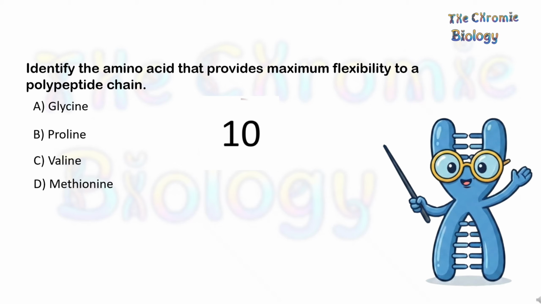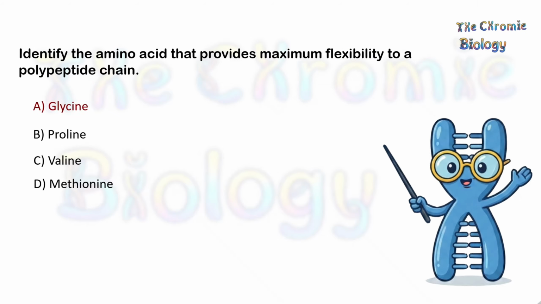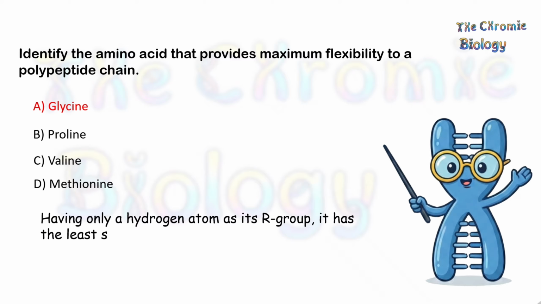Here is your countdown. The answer is glycine, because having only a hydrogen atom as its R group, it has the least steric hindrance.